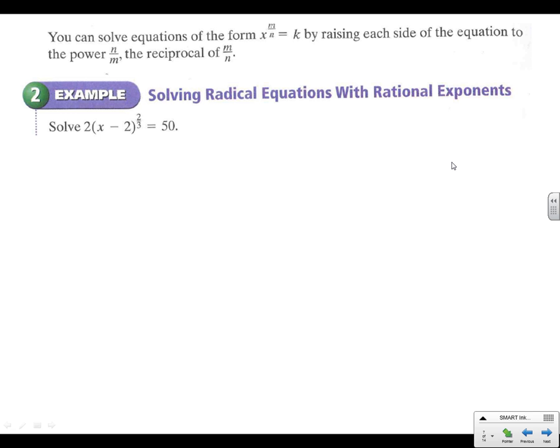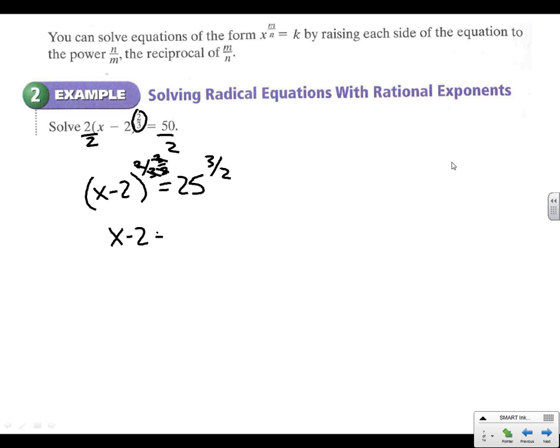All right, example 2. We don't have a square root, but we still have a radical equation, the 2/3. So first thing we're going to do is get rid of the 2. So we've got (x minus 2) to the 2/3 equals 25. And then the way we're going to cancel this out is with reciprocals. To get rid of raised to the 2/3, we're going to raise both sides to the 3/2. So then we're going to cancel here and be left with x minus 2 equals 25 to the 3/2.